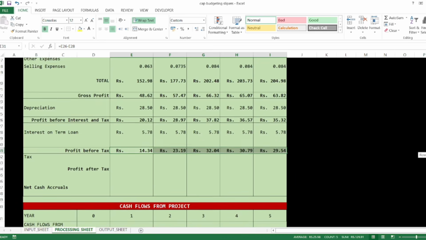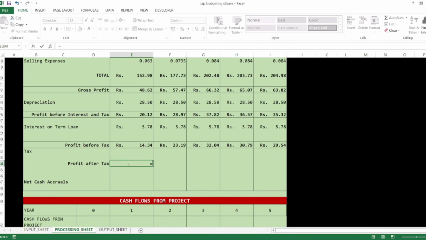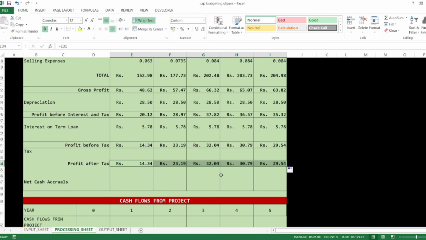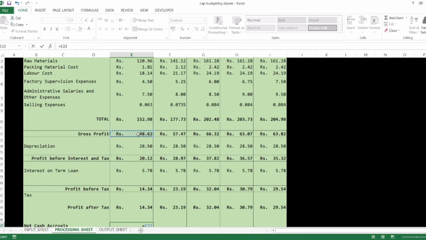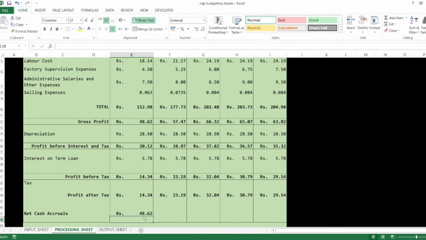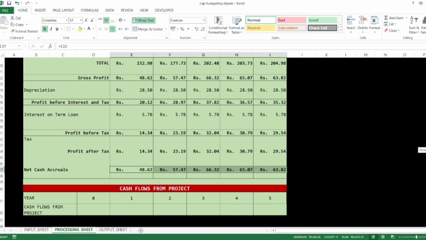Now in the question it has been provided that no tax is implemented here, so profit after tax will be same as profit before tax. So we'll just refer to the cell here and drag. Now the net cash accrual is same as your gross profit, so we'll select that gross profit cell and drag it.